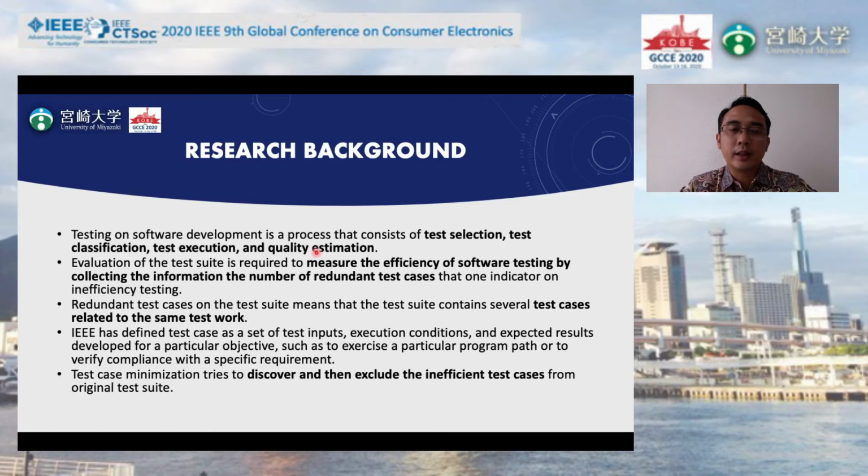IEEE has defined a test case as a set of test inputs, execution conditions, and expected results developed for a particular objective, such as to exercise a particular program path or verify compliance with a specific requirement. And test case minimization tries to discover the redundant test cases and then exclude the inefficient test cases from the original test suite.